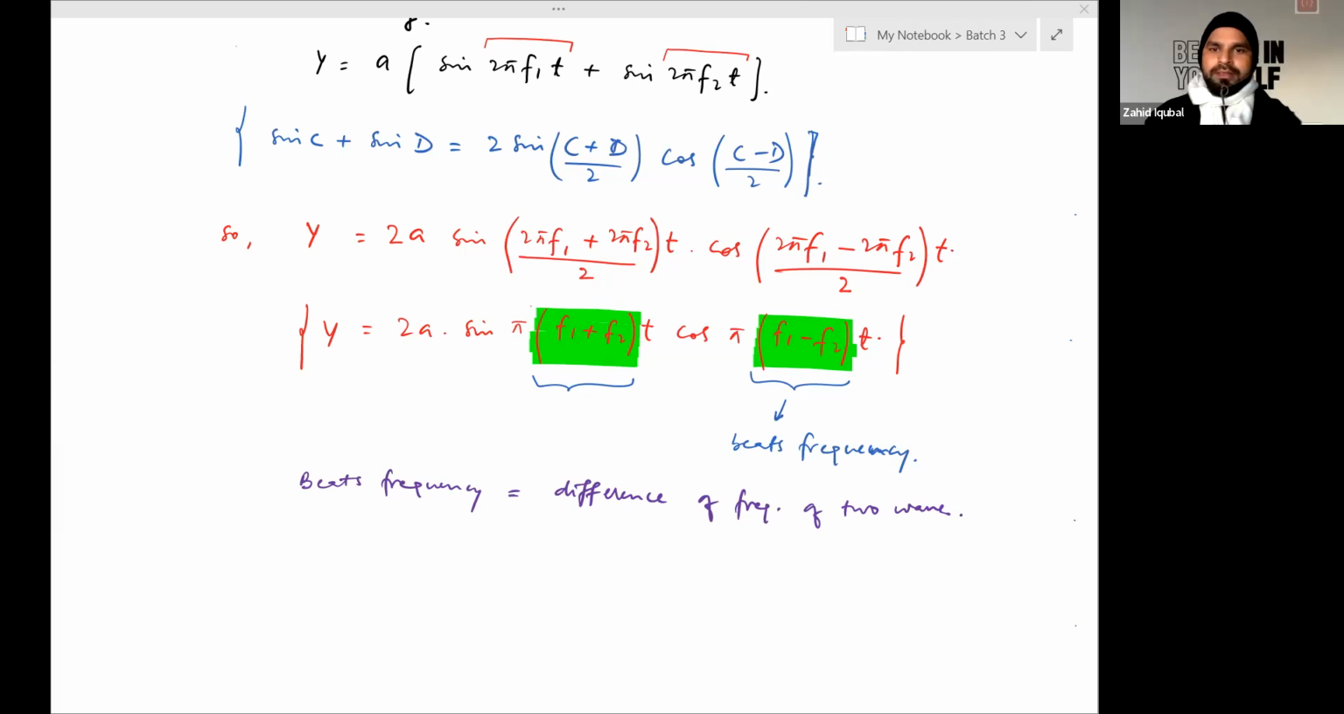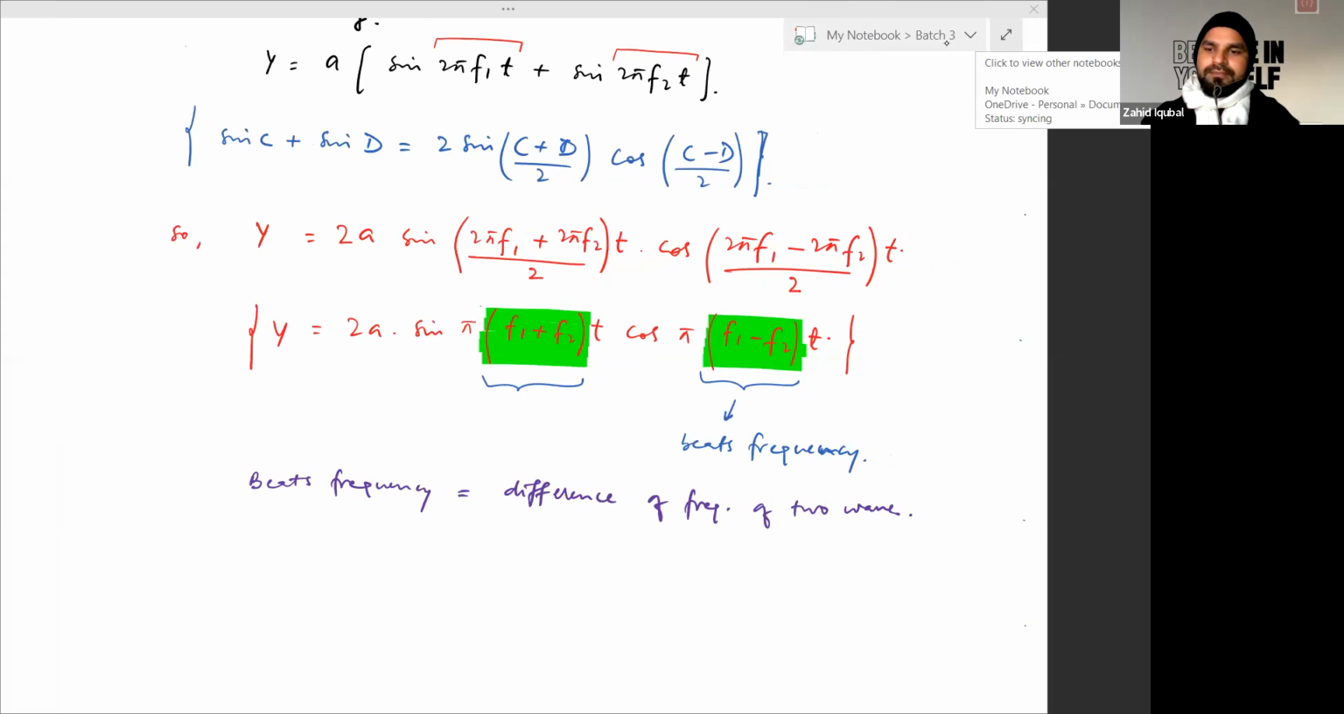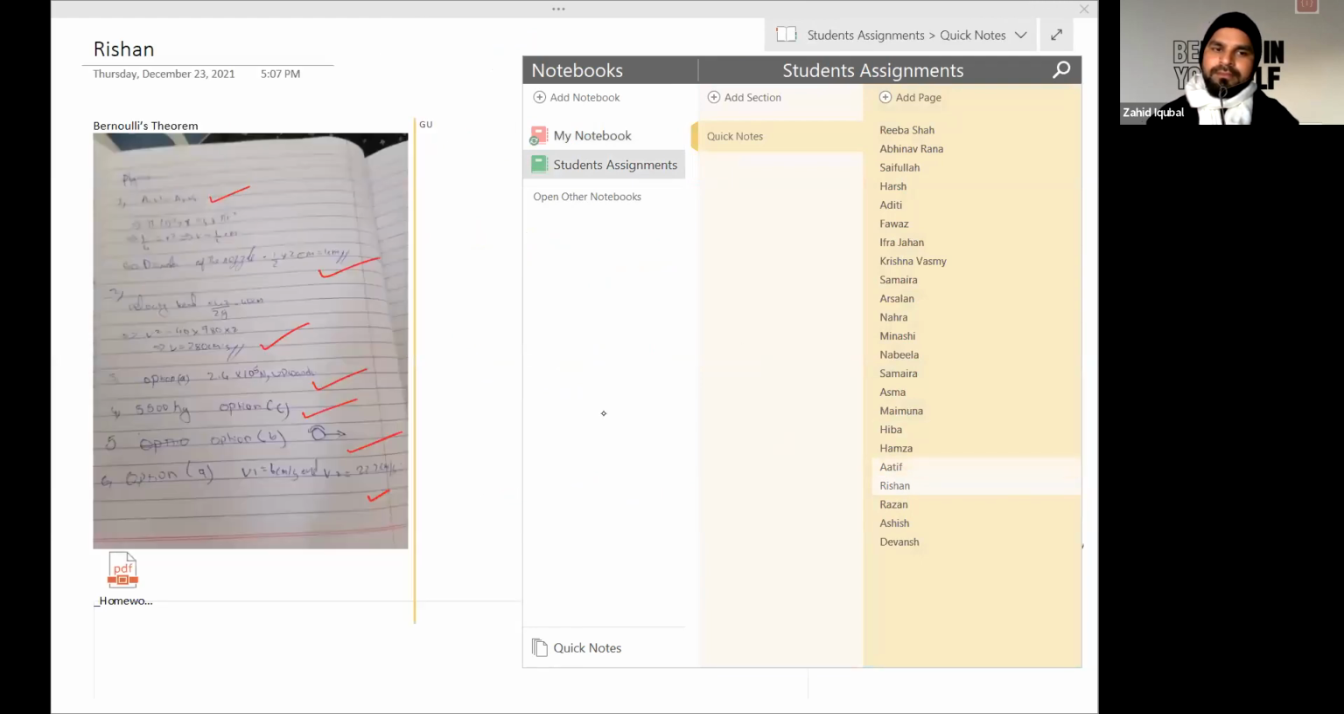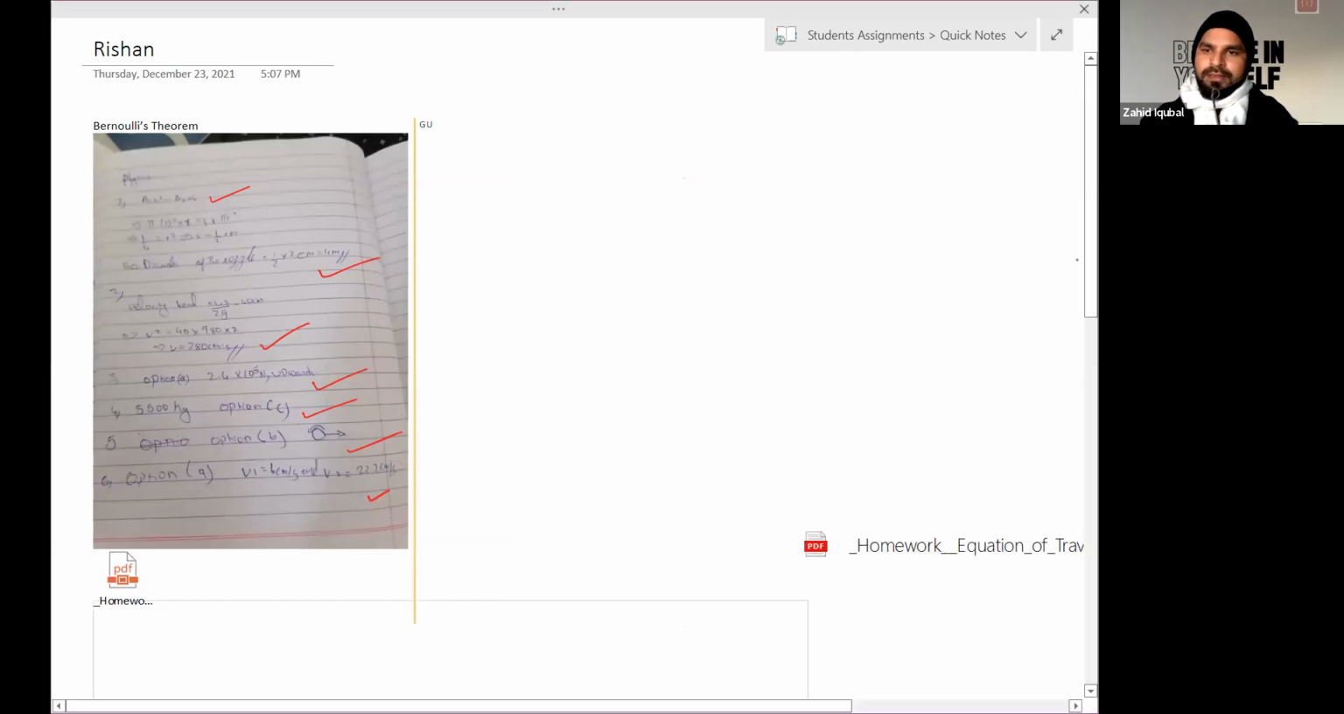Okay. How many have solved the assignment related to this part? Atif? Okay, no problem.